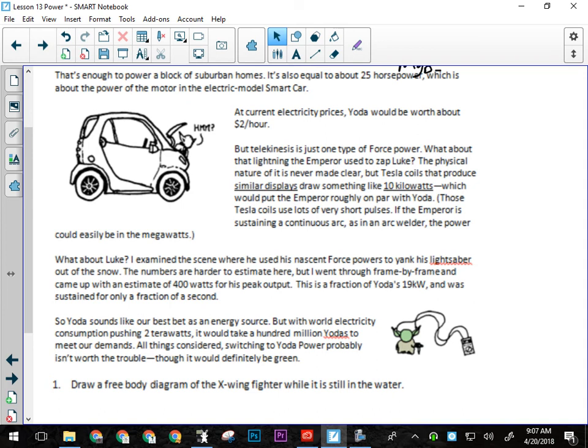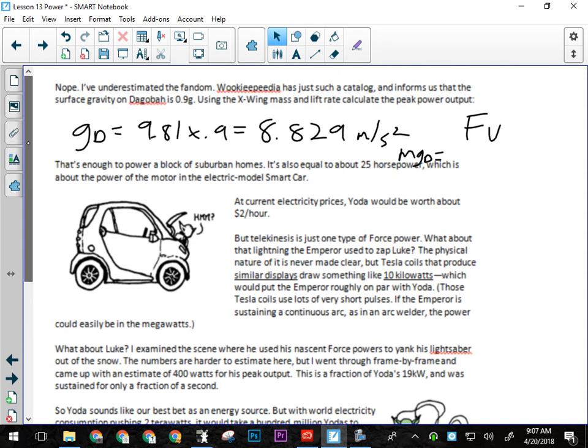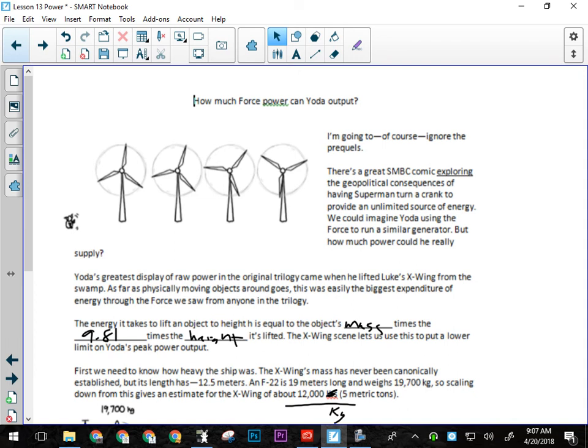But Yoda's at 19 kilowatts. So if we had Yoda standing in front of these windmills, then he could go, rotate your wheel, and get some power going. I don't know if he could really do that or not.